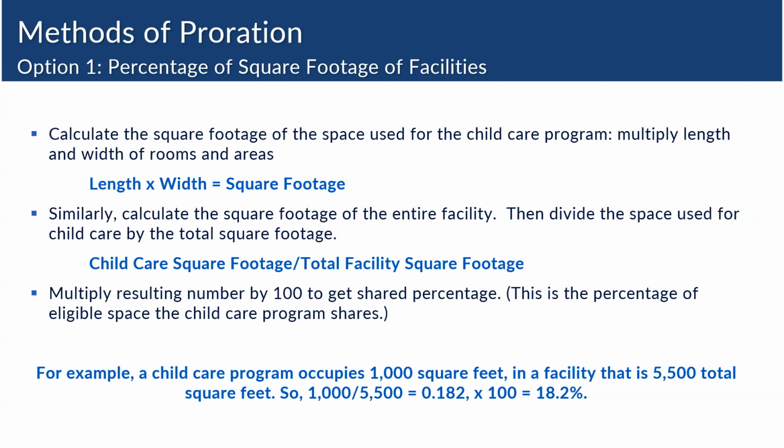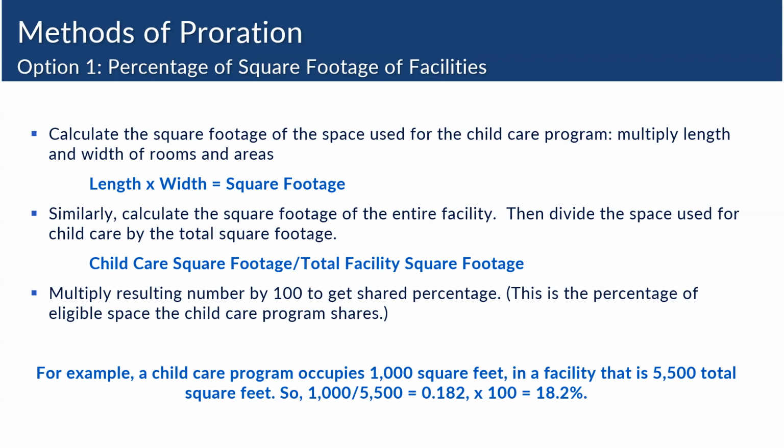For oddly shaped spaces, such as rooms with an extra nook, you can break your room into smaller rectangular blocks, use the square footage calculation for each block, and add the totals together. Once you have your totals, you divide the square footage of your childcare space by the square footage of your entire facility to find a percentage.